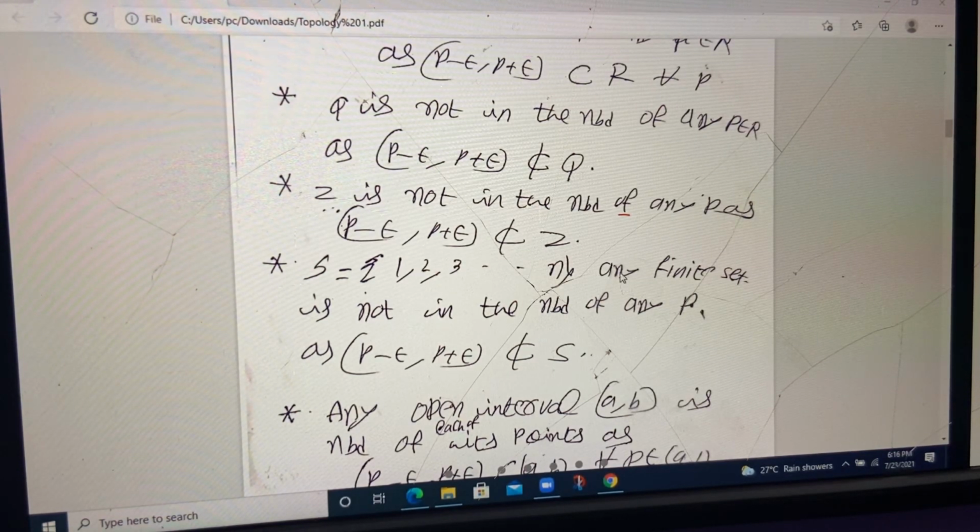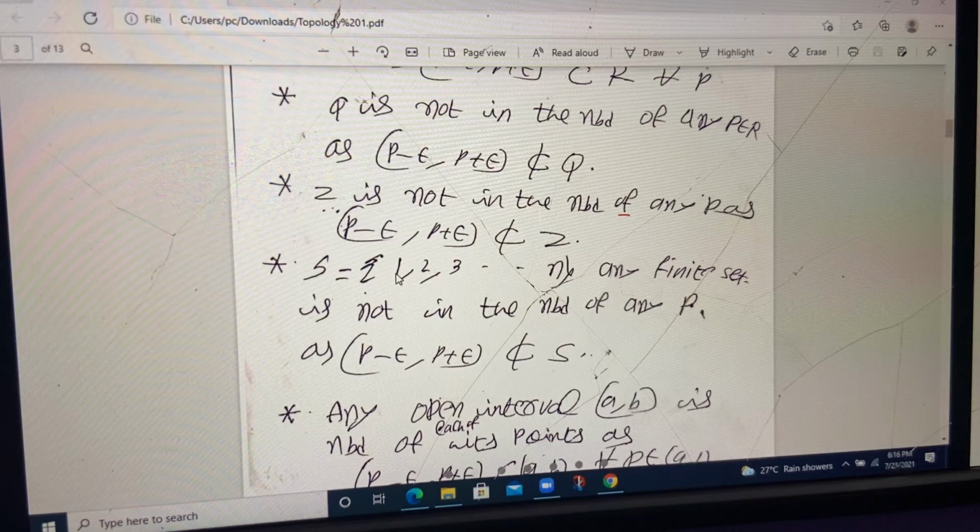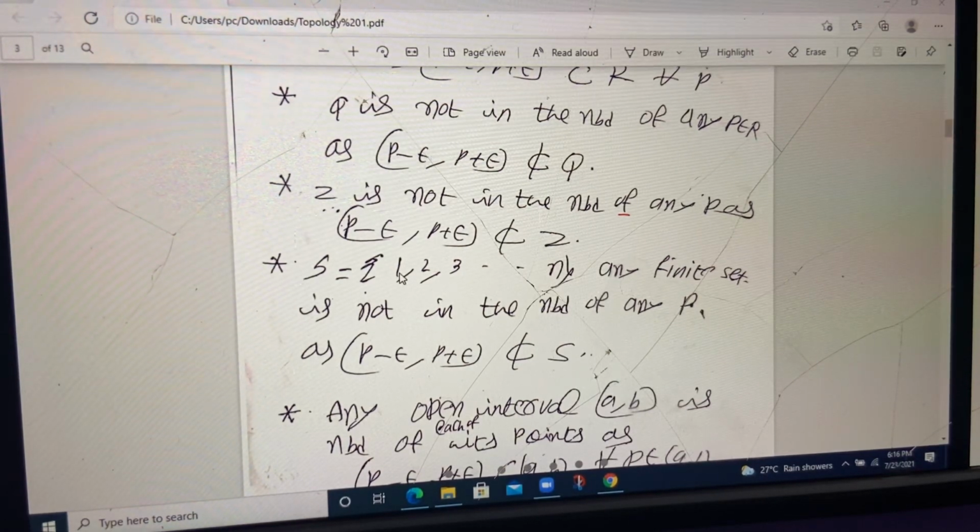Next one, 1, 2, 3, 4 and so on up to n. If it goes on with "and so on", it is the natural numbers. If it ends with n, it is a finite set. It is not in the neighborhood of P. Why is it so? Because if you take P belonging to this, P equal to 1 for example, 1 minus epsilon, 1 plus epsilon is not contained in S.